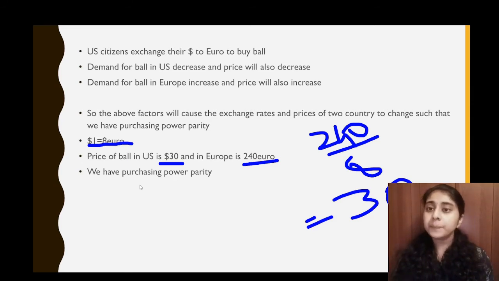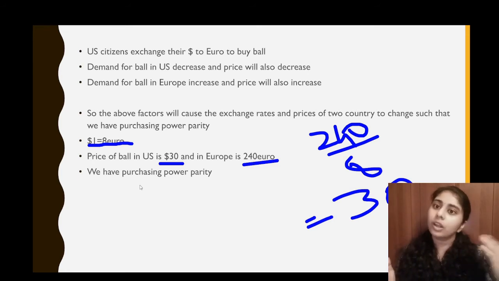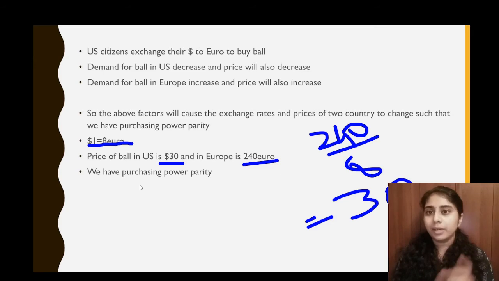That means when we convert both the prices into dollars, it is $30 from Europe and $30 from America. So in that case it is causing an equilibrium. If we buy from Europe or if we buy from America, we have to pay the same price. Such a situation is caused because of this market change, and that situation is known as purchasing power parity, and I hope it's clear to you all.